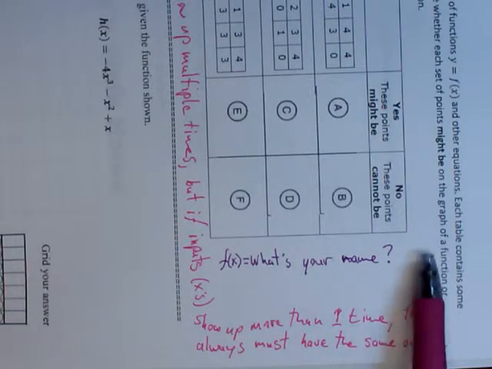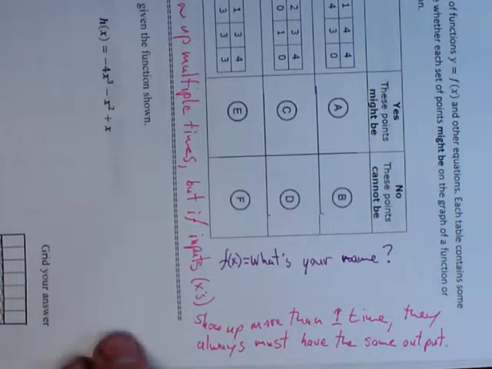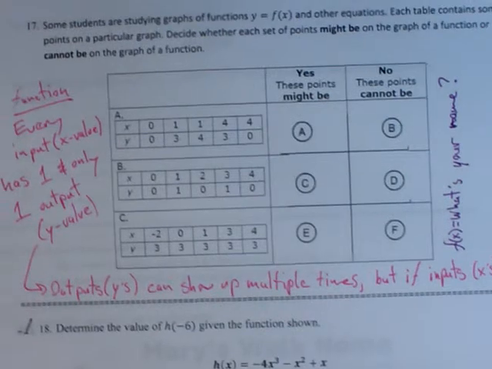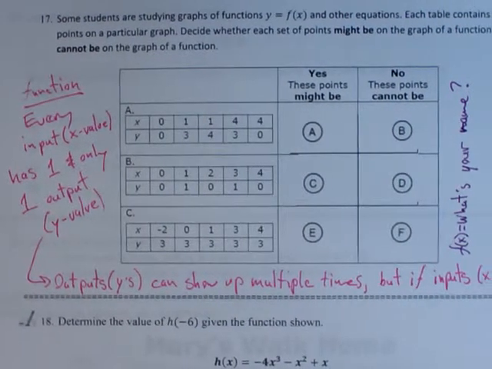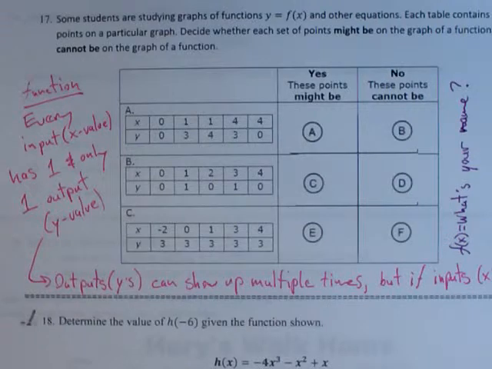And the analogy I like to use is there's a function called what's your name. You're very familiar with this function. Suppose I ask you your name. I say, what's your name? And you say, my name is Sam. Okay, so the input is you. I'm asking you what's your name. The output is your name, Sam. If I ask you again, what's your name? Sam. I ask you again, what's your name? Sam.